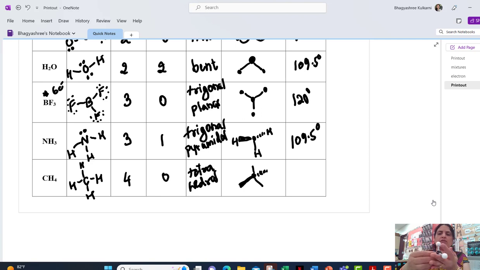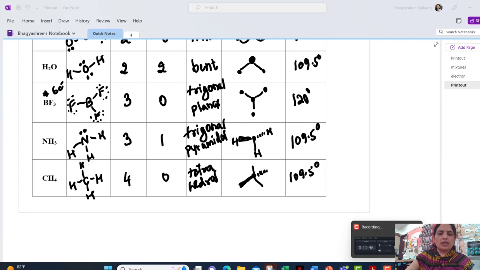Tetrahedral. So if I have 2 bonds in the same plane, one which is coming out, we draw it as a wedge, and the one which is going behind is a dotted line, and the bond angle here is 109.5 degrees. Okay, so those are the 5 basic molecular geometries. In the next video, we will talk about the extended octet molecular geometry.